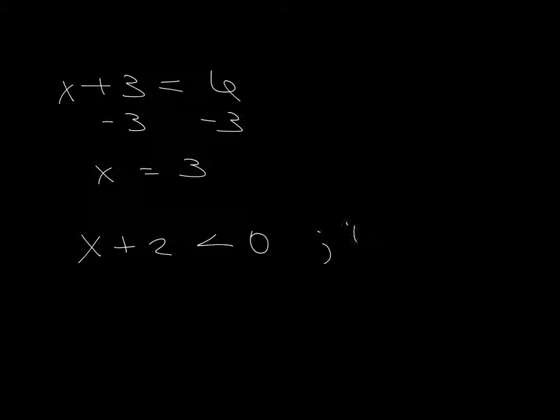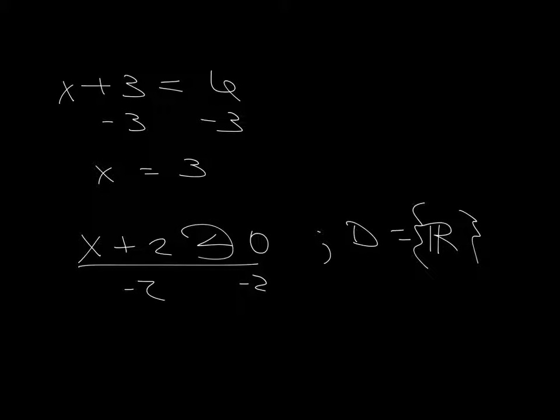And I tell you what the domain was. Your possible answers are going to be all the real numbers here. So you do the exact same thing. Subtract 2, subtract 2. You pretend like this is an equal sign. 0 minus 2 is -2. And there's your answer. Okay?